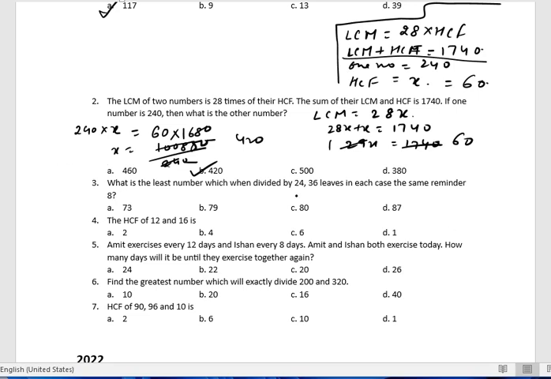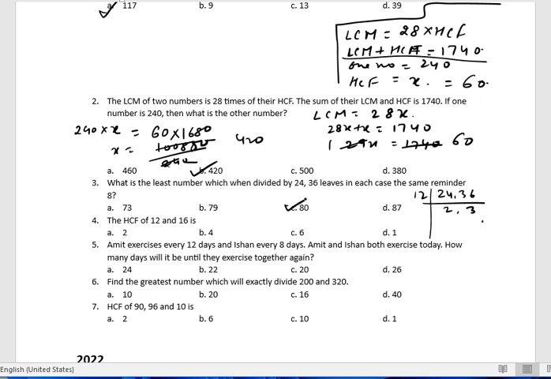What is the least number which when divided by 24 and 36 leaves in each case the same remainder 8? So this is again the question which we have already done. We have to find out the LCM of 24 and 36 and then we have to add 8 to that. So how to find out LCM? 24, 36. Now both numbers are divisible by 2. We will go quicker. 2 ones are 2, 12 2s are 24, 12 3s are 36. So 12 6s are 72. 72 plus 8 will be 80. I hope it is clear.